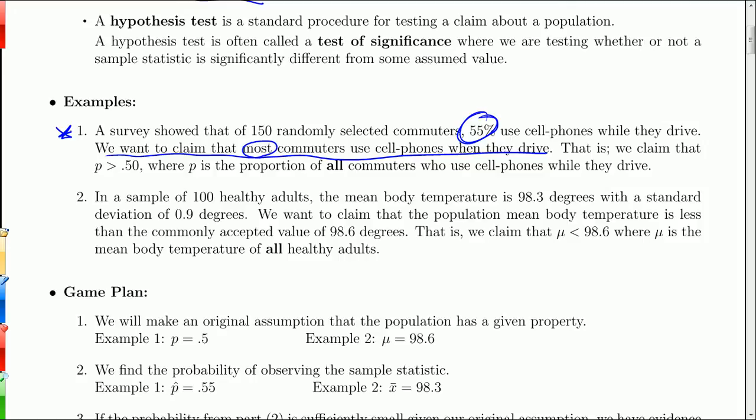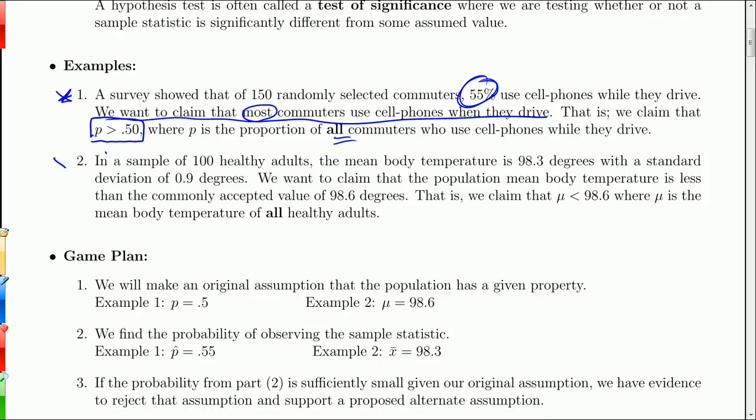In mathematical terms, we're claiming that P is greater than 0.5, where P is the population proportion of all commuters who use cell phones when they drive. So this claim that most of all commuters use cell phones when they drive is simply stated with this mathematical inequality.